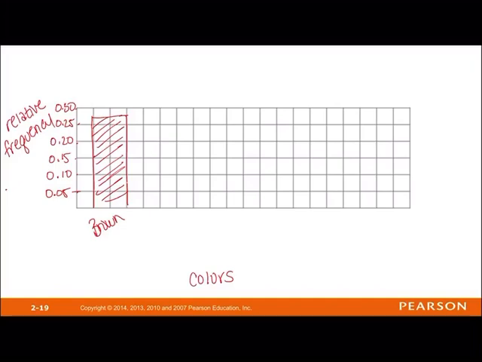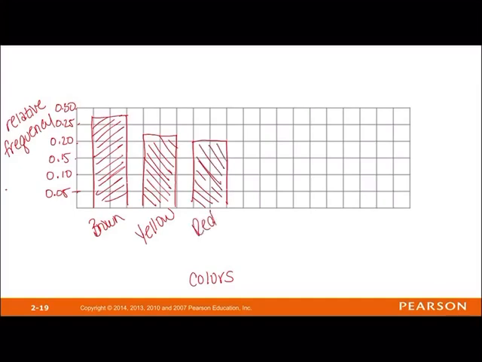The next one was 22 cents for yellow. Again, 22 cents is somewhere between 20 and 25. So there is my yellow bar. My next one is red, and red was 20 cents. That one's right on the money this time. And then for orange, we had 13 cents, which is higher than 10, but lower than 15. And then we had blue, which was 7 cents, a little bit more than 5, but less than 10.